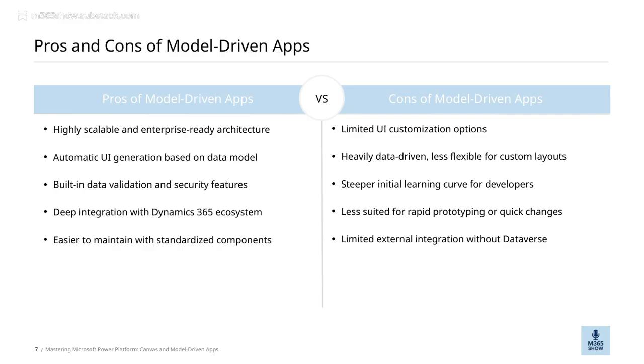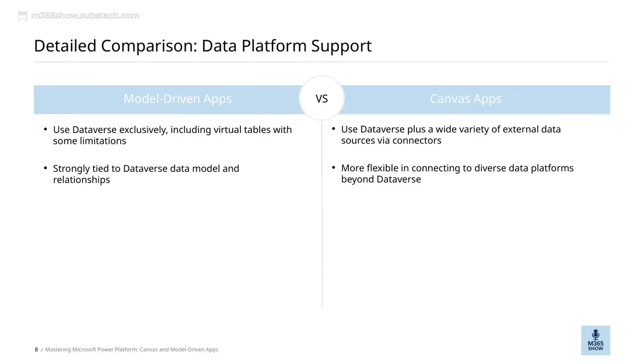Overall, understanding these strengths and limitations helps us decide when a model-driven app is the right fit within our Power Platform strategy. Now, let's take a closer look at the data platform support for these two types of apps. When it comes to Canvas apps, you have the flexibility to use Dataverse along with a wide variety of external data sources through connectors. This means you can connect to many different platforms, making it highly versatile for integrating various data sources you might already be working with.